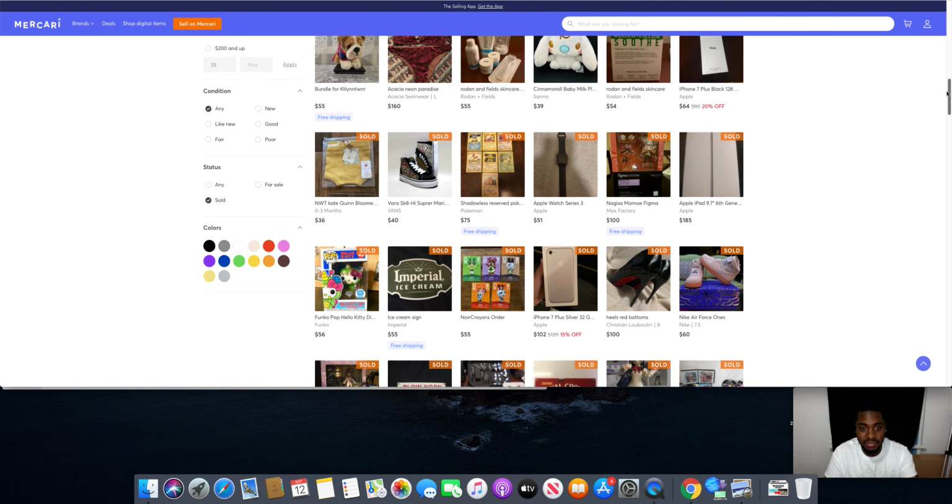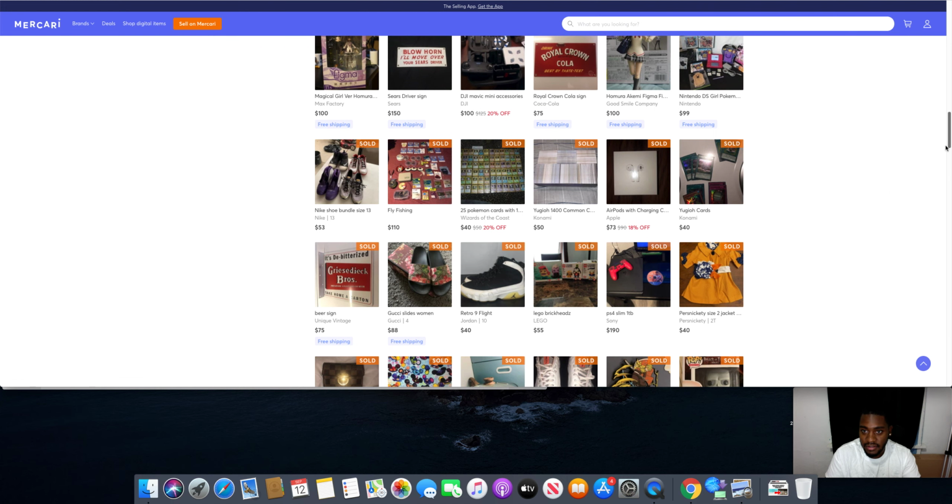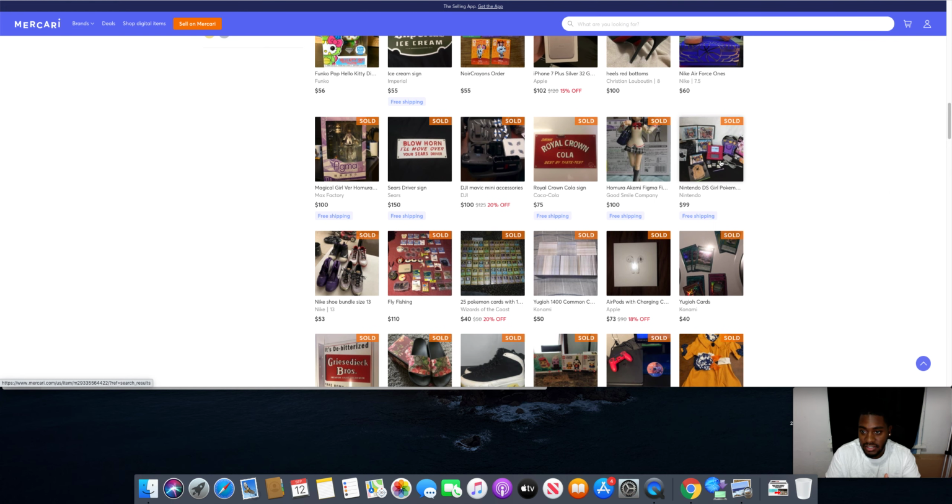All right. So we see we got some Pokemon cards here. We got an iPad. We got an Apple Watch. We got another iPhone here. We got some of those little collectible pop thingies. We got a Nintendo DS here. I actually just bid on a lot of those as well. I think there's like five of them. And right now it's at $50 and they come with the chargers and everything.